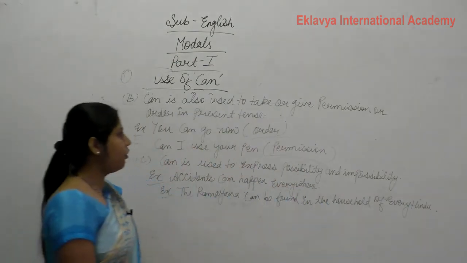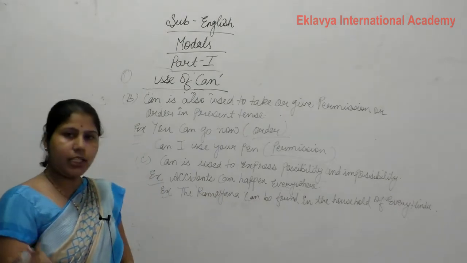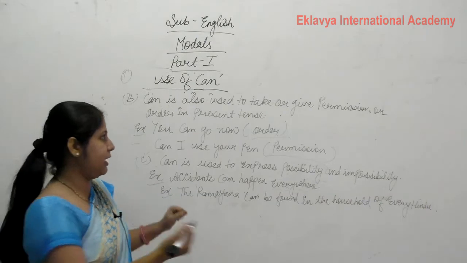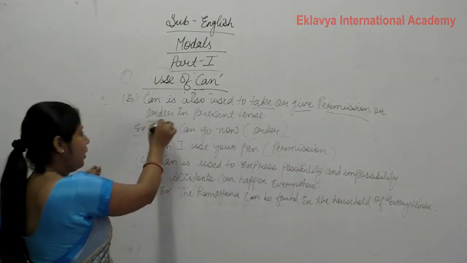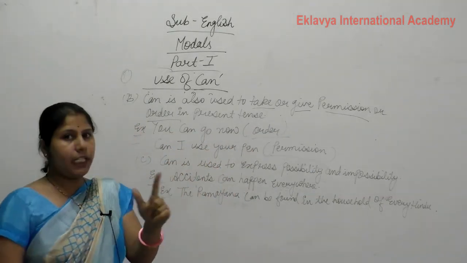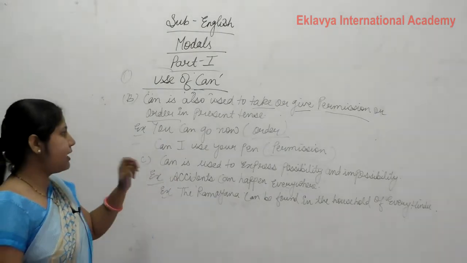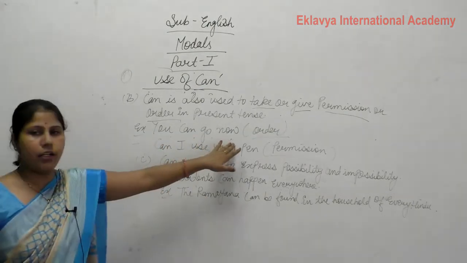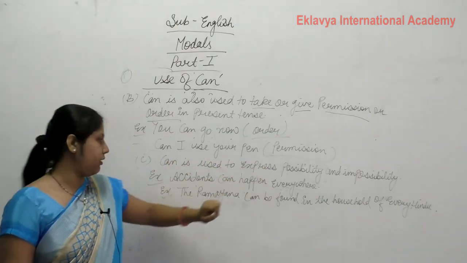Clear? So, can is also used to take or give permission. Can is used for giving permission as well as taking permission. Okay? So, take or give permission or order. Suppose you can go now. This is order, but in case of present tense. Remember one thing, this happens in present tense only. Okay. So, you can go now. This is called order. And can I use your pen? This is called permission. Clear?